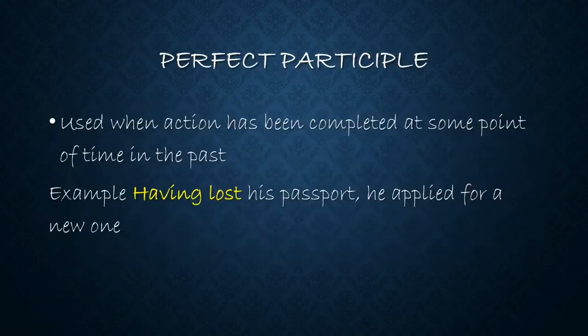Now, coming to the perfect participle, as I mentioned, they are used when the action has been completed at some point of time in the past. Having lost his passport, he applied for a new one. Over here, having lost is a perfect participle. It just means that after losing his passport, he applied for a new one. So instead of writing after losing his passport, you have written having lost. That is assumed that because his passport was lost, he applied for a new one.